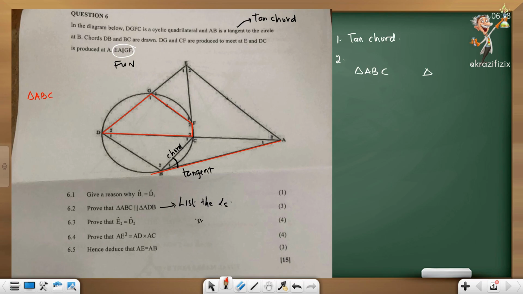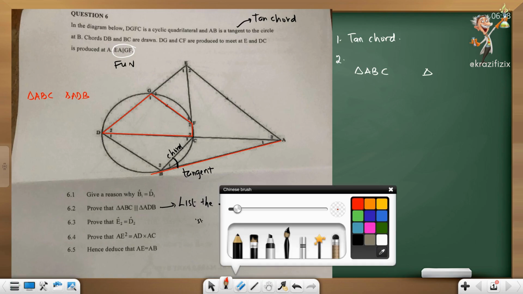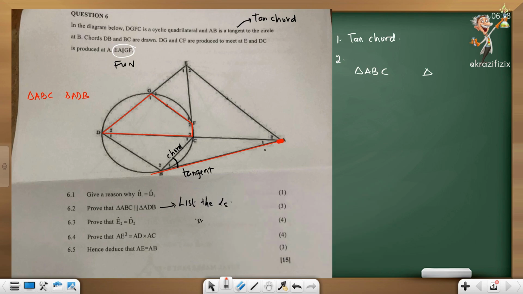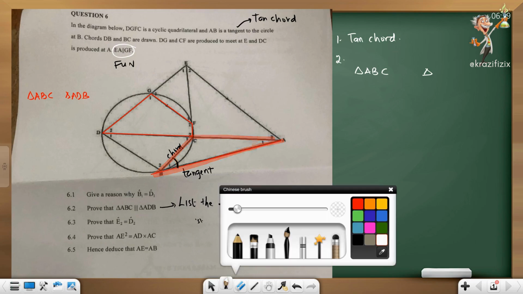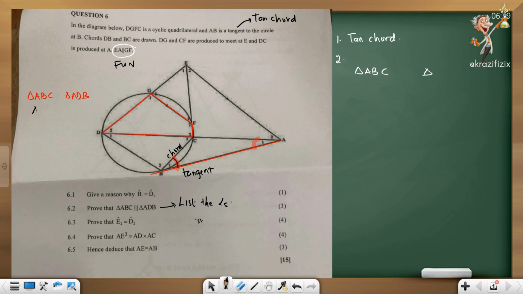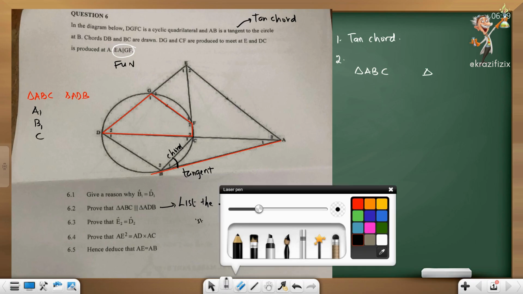Triangle ABC and triangle ADB. Let's highlight that quickly. I don't want it to be too long, so you've got to follow. A, B, and C. Okay, so ABC, that's my triangle. So look at the angles. It is A1, B1, and C. Make sure you list them in order. A1, B1, and C. Now let's go to ADB quickly.